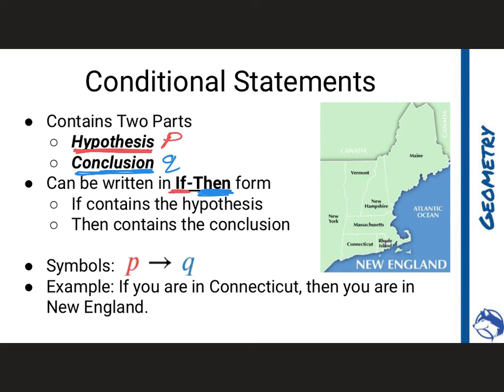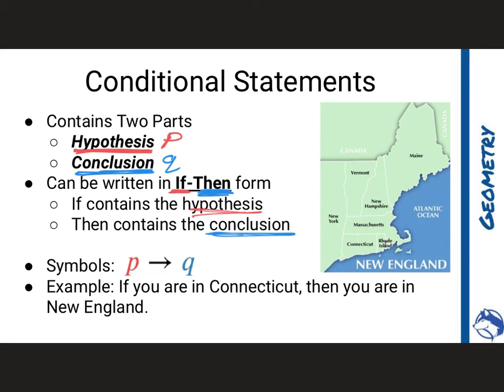So it contains the hypothesis, just like we talked about. It's if with the hypothesis, then it's then with the conclusion. So the symbols that you're going to see is P implies Q. And so that's what the arrow means. It means if P, then Q, or P implies Q. That's how we would use that lingo.